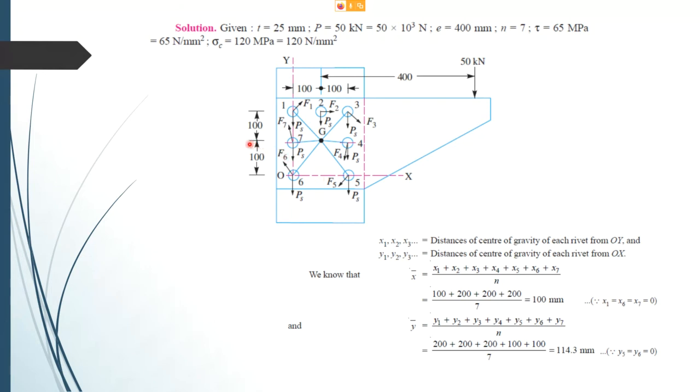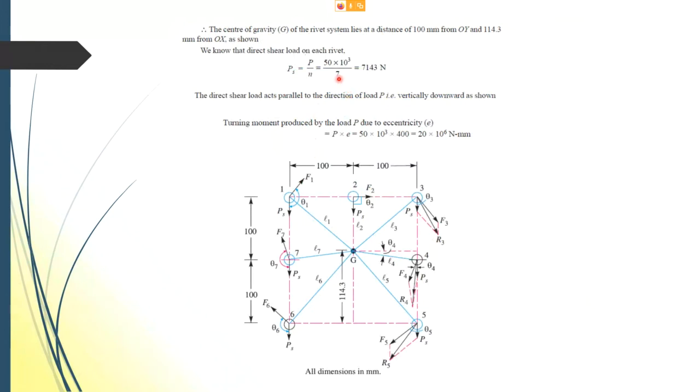So this is 100 here. If you draw a line across, that should be 100. So 114.3 should be slightly above this center line here. Let's say here. Now once you have found the G point, the center of gravity, then draw your radial lines L1, L2, L3, L4, L5, L6, and L7.